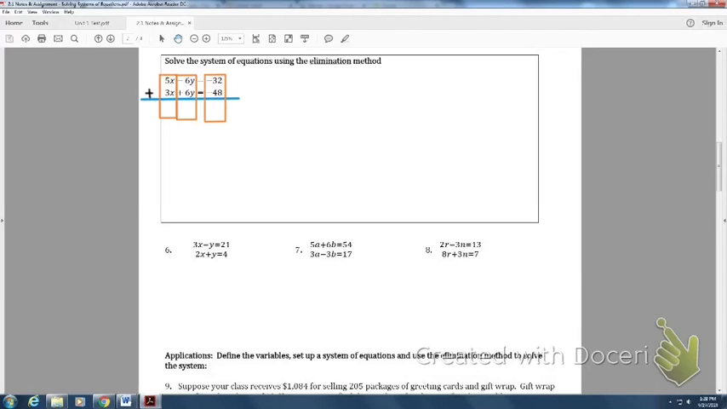Okay, and then you want one of the variables to cancel or eliminate, hence the name elimination. So on this problem, what variable is going to eliminate? The y's. Okay. 5x plus 3x is 8x. And then you got negative 80 right there. Okay. Then you just solve for x.